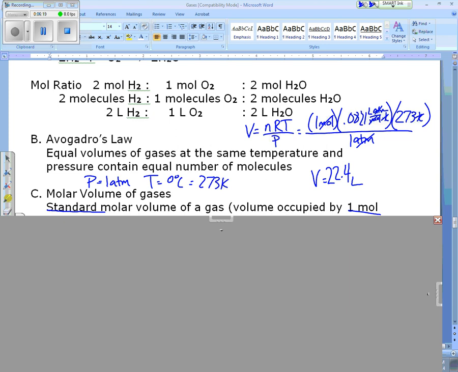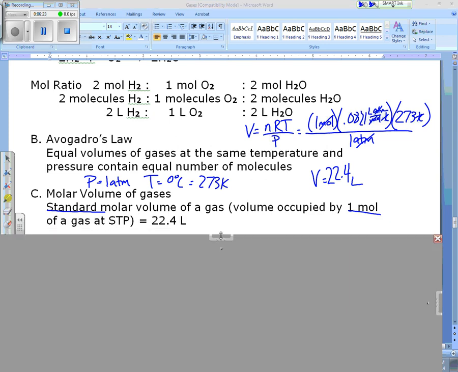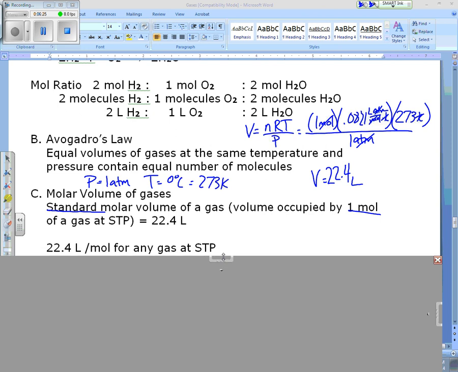All right, now since we use standard conditions a whole lot, that's why we call them standard, we've actually made a little shortcut. And this you will have access to on the green sheets or the reference tables. 22.4 liters per mole for any gas at STP. It is at standard temperature and pressure. Since it is a shortcut for using the ideal gas law, we will use it because you guys are into shortcuts.